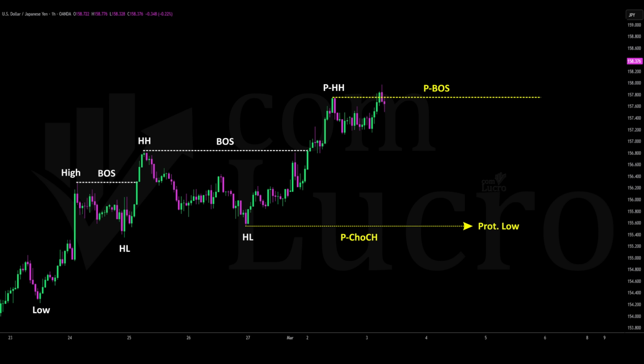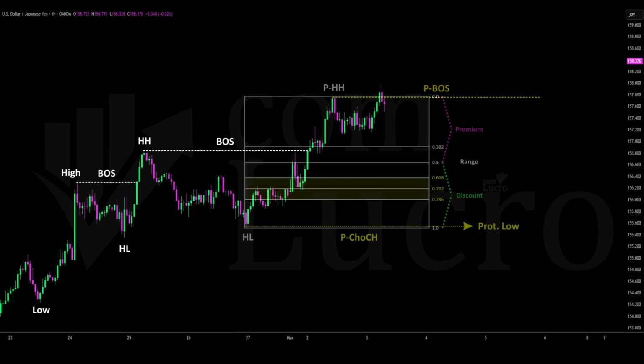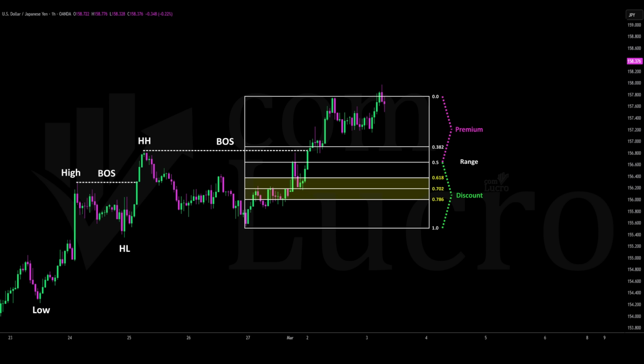To evaluate the depth of this pullback, let us apply the Fibonacci retracement tool from the previous low up to the recent high. Now we can clearly see that the correction failed to reach the 0.382 Fibonacci level. Because of that, this cannot be considered a valid correction. Therefore, we are going to classify the entire movement as a single price leg.